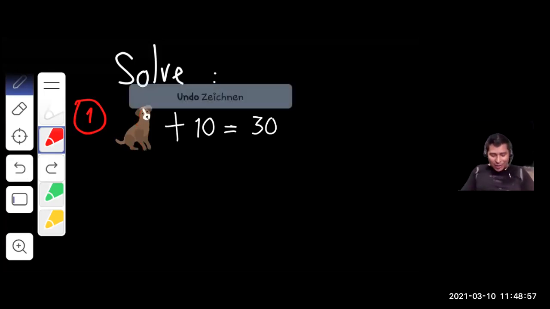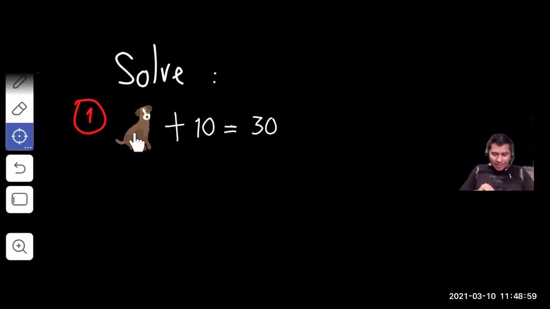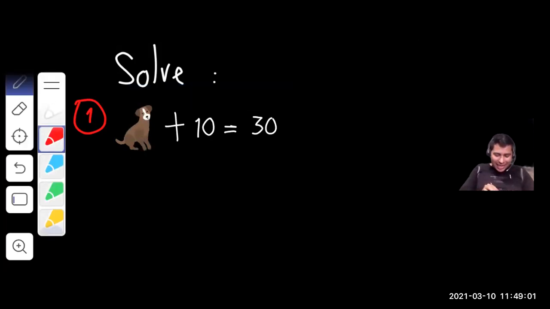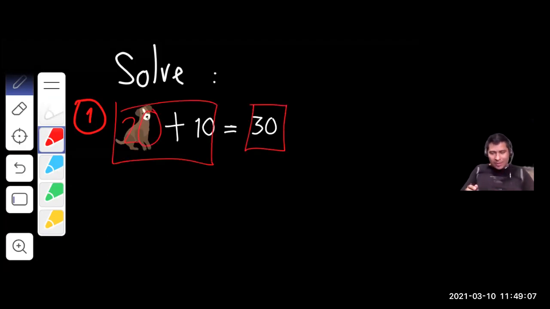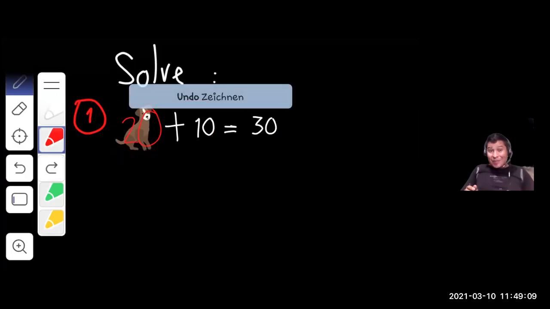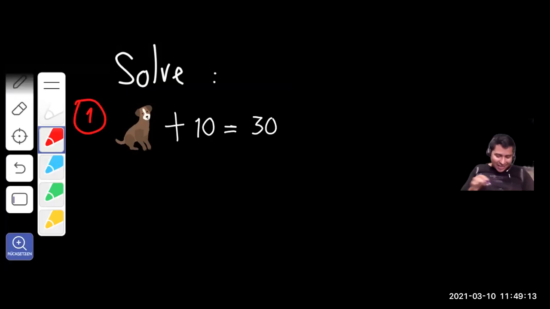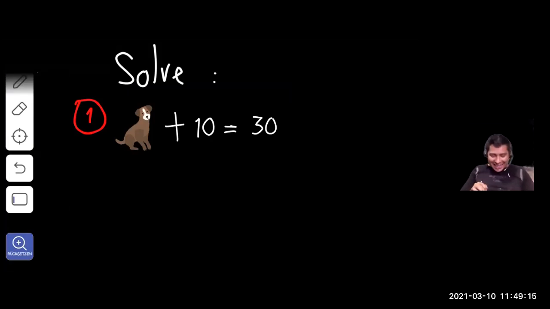Then you can do it mentally, right? You said 20. Let's see, guys, if that is true. 20 plus 10, does that equal 30? Yes, it is, right? Maybe that dog is equal to 20, possibly. We can solve it by subtracting the answer by the number that we have.